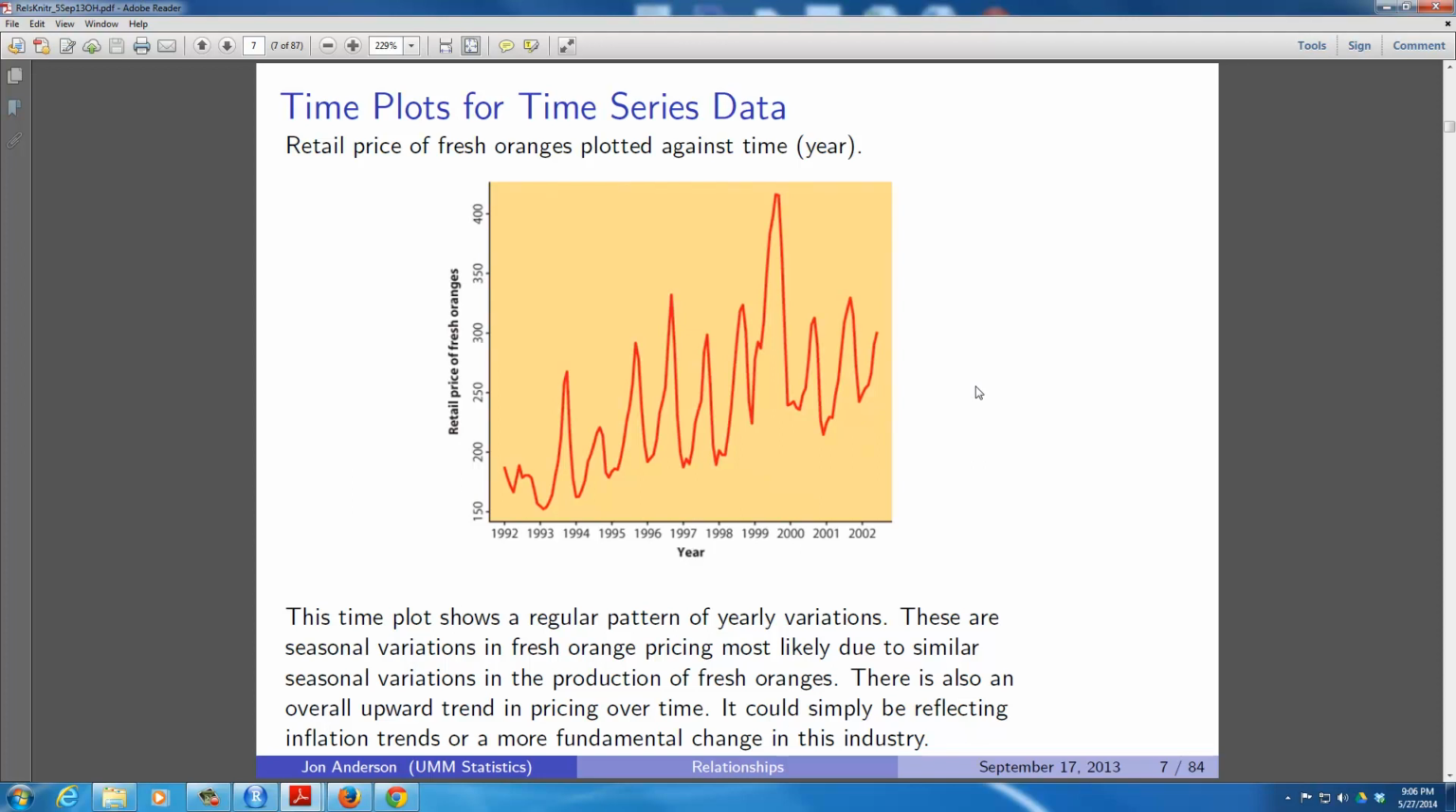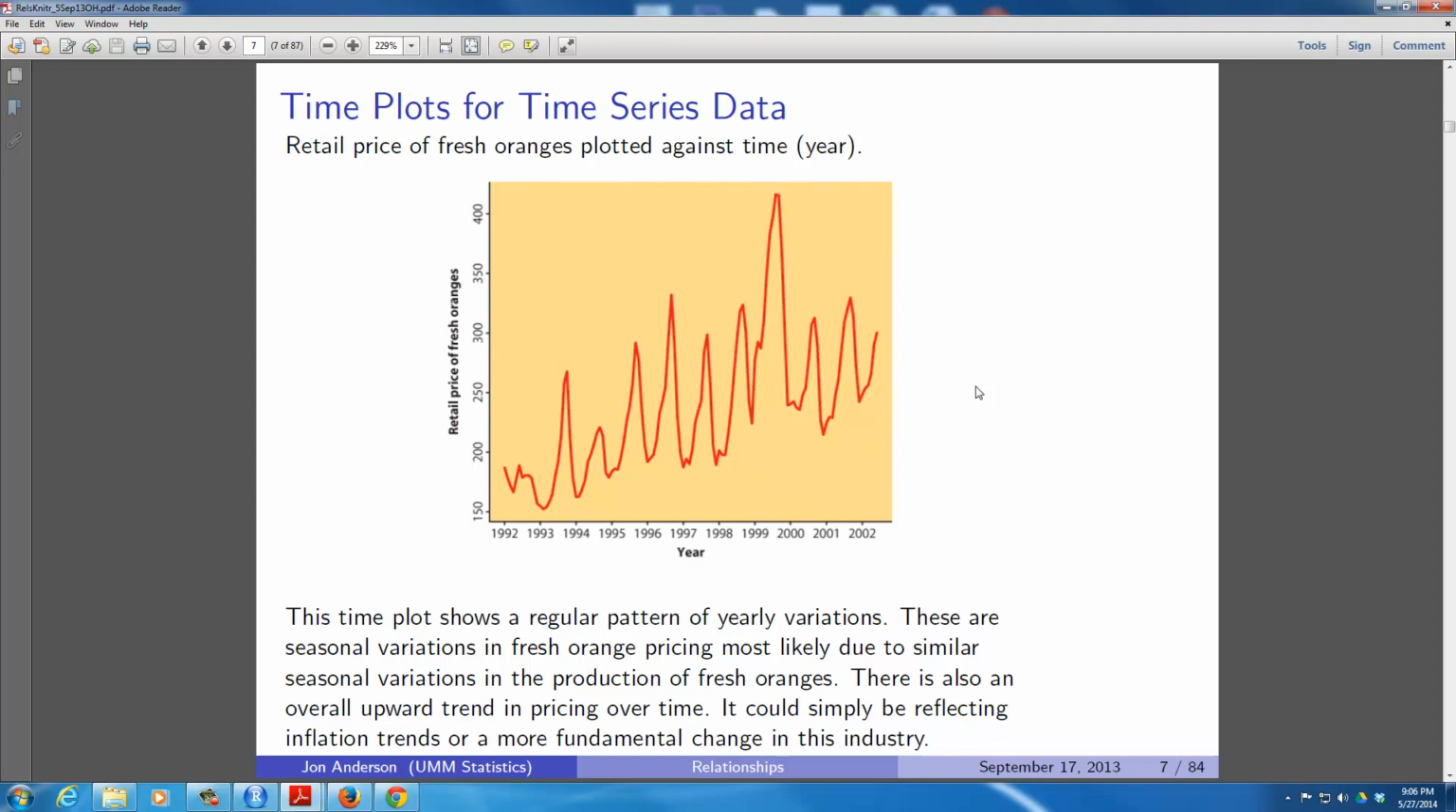Another very common kind of data pattern we see is something called a time series, where a particular variable is graphed against time. And this is a very common data situation. The little example we've got here shows the price of oranges over time, 1992 to about 2002.